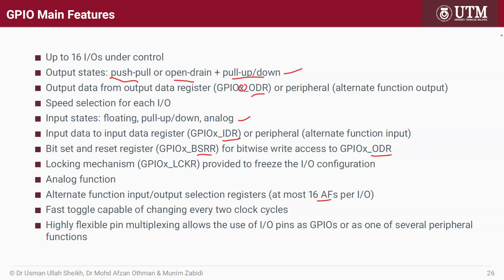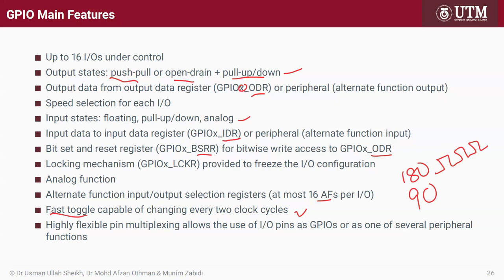And we can do fast toggle capability. That means you can toggle the output every 2 clock cycles. If your processor is 180, that means you can toggle at 90 megahertz. So the output will be like that, at 90 megahertz. To do this, you have to know how to manipulate the clock. Because remember that by default, when you turn on the processor, it only goes to 16 megahertz.